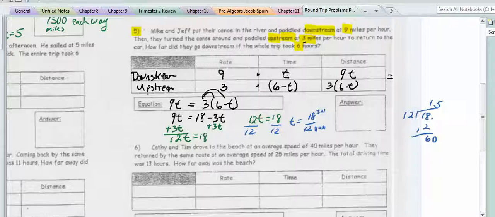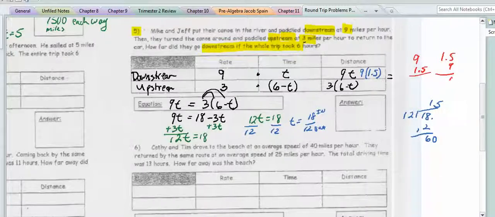It took them 1.5 hours to go downstream. So we got 9 times 1.5. So if I do that, because the question's asking me how far did they go downstream if the whole trip took 6 hours. So we're looking at the distance for downstream. Let me find my highlighter. So that's the question. So now I'm going to take 9 and multiply that by 1.5. So 9 times 1.5. I think I like it 1.5 and the 9 on the bottom. Make it easier for me to do that.